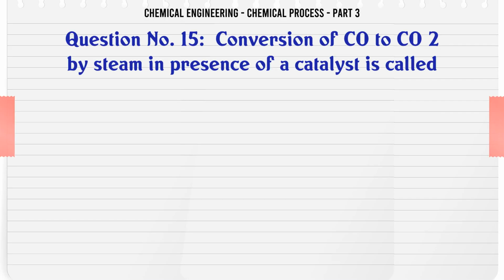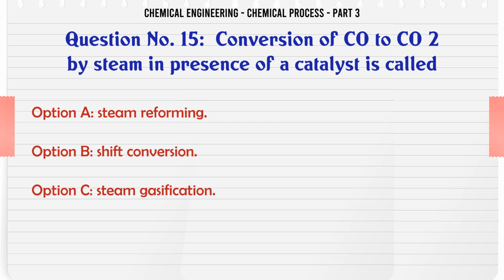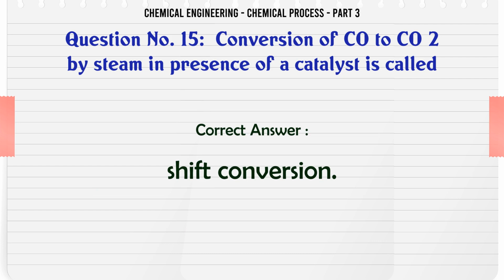Conversion of CO to CO2 by steam in presence of a catalyst is called: A. Steam reforming, B. Shift conversion, C. Steam gasification, D. None of these. The correct answer is shift conversion.